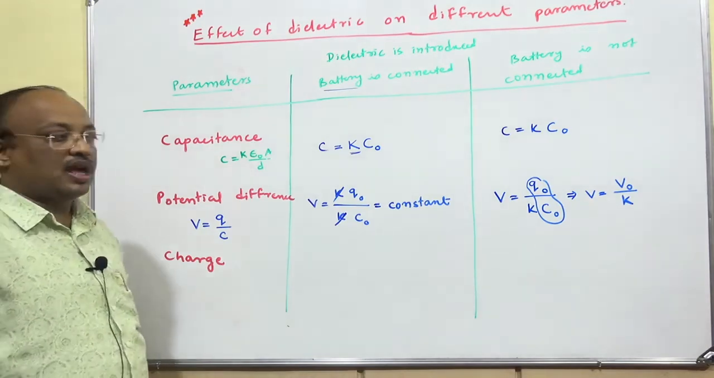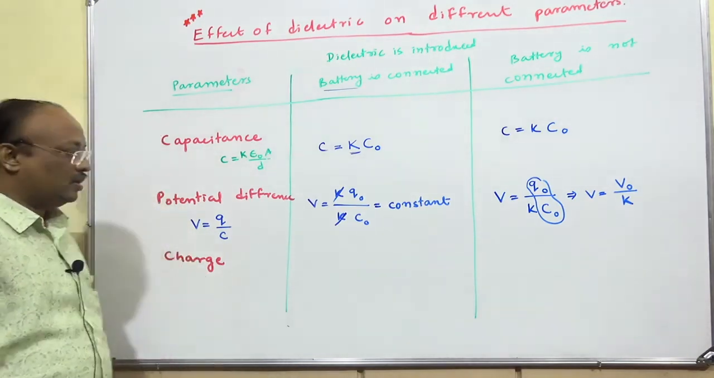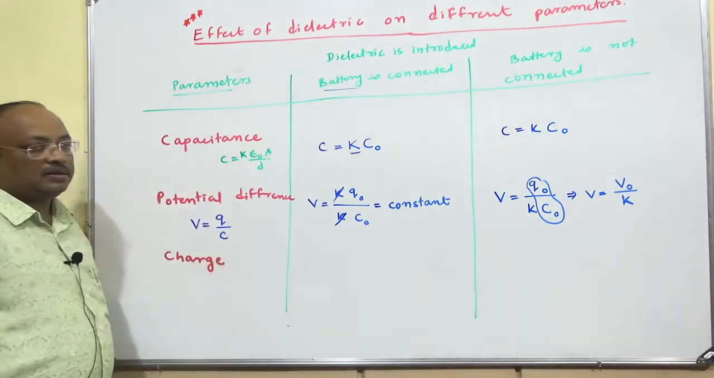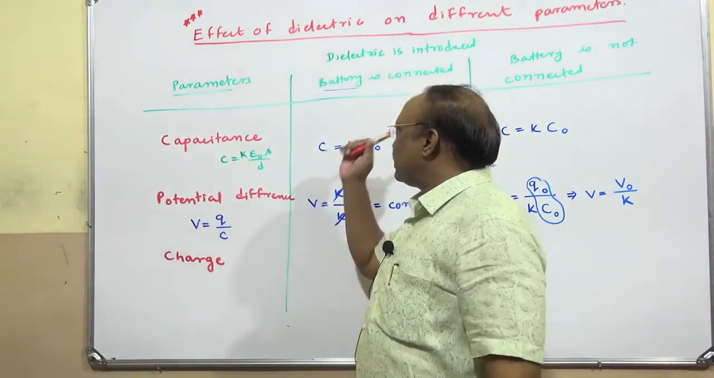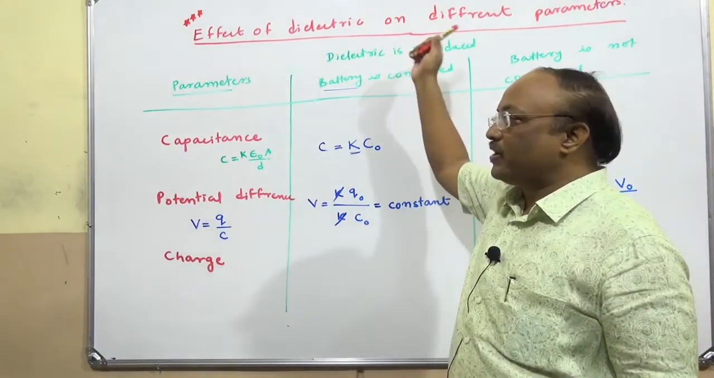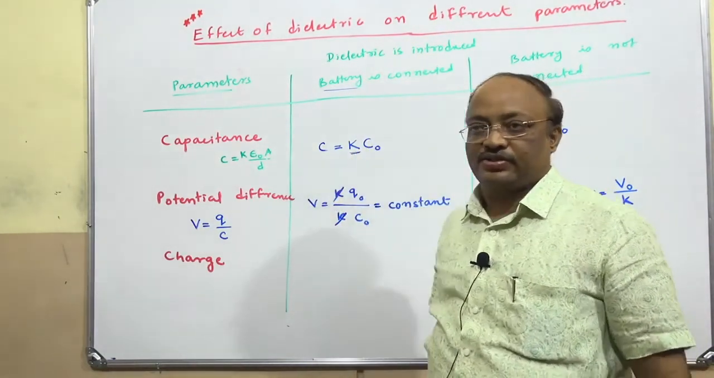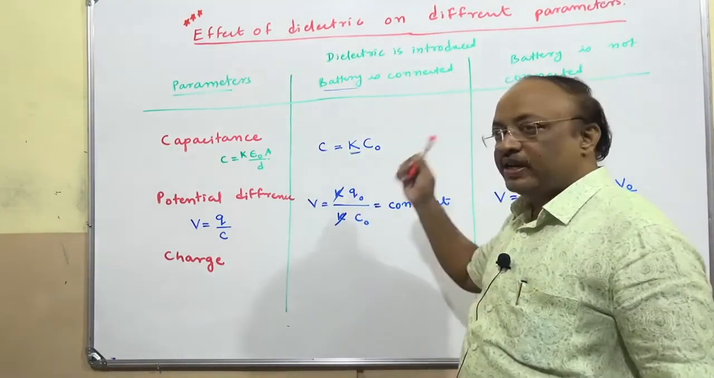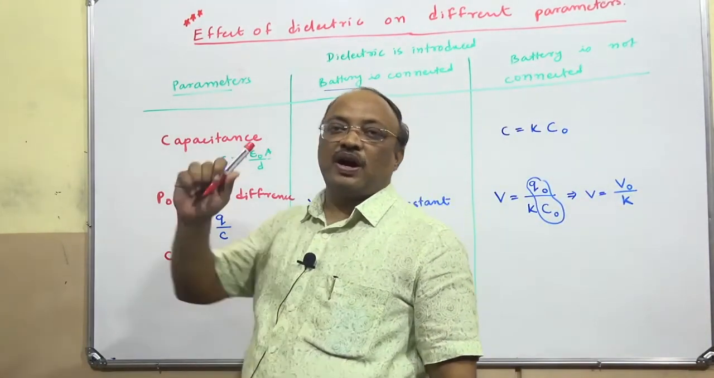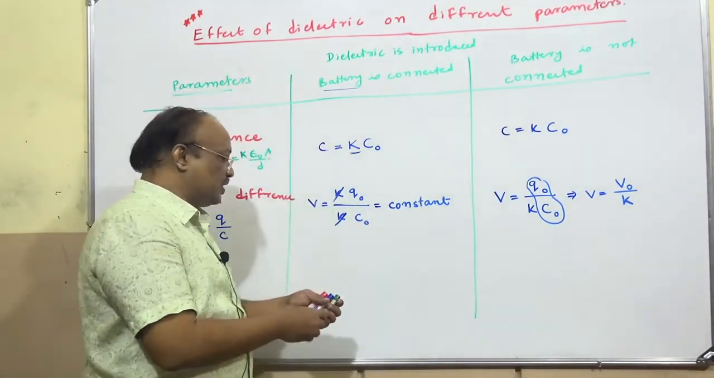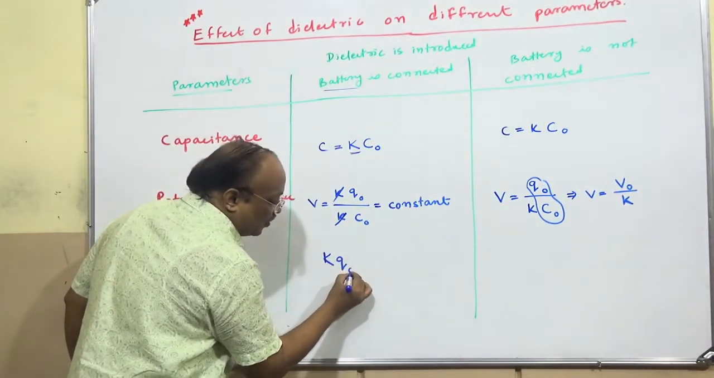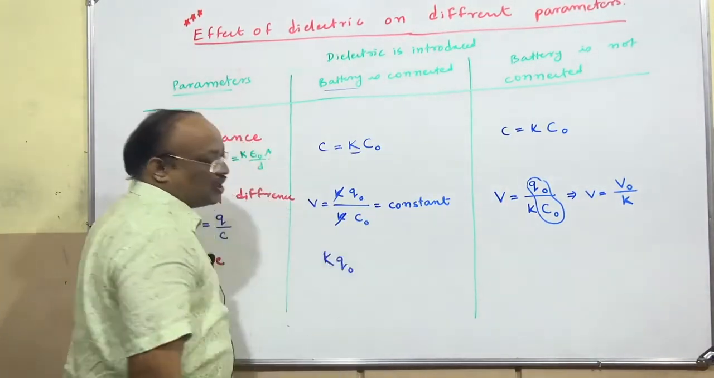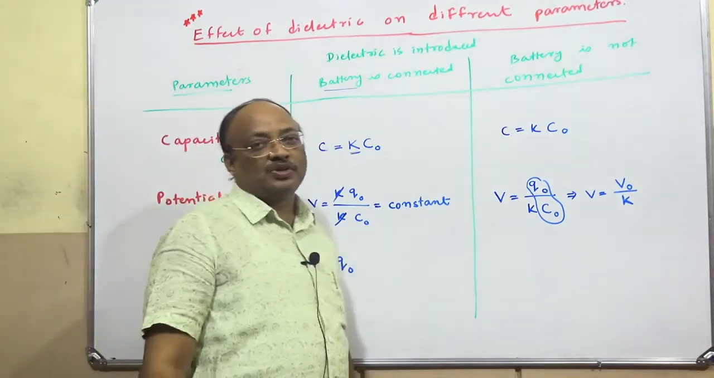What happens to the charge? So here, charge. Capacitance has increased. Introduction of dielectric, capacitance has increased. There is a chance to increase the charge. You are increasing the charge. So therefore, it becomes K times of Q naught. Charge becomes K times of Q naught.